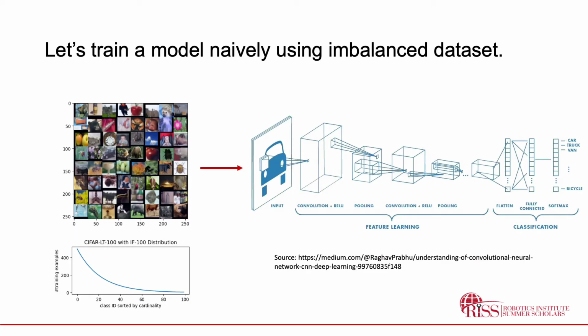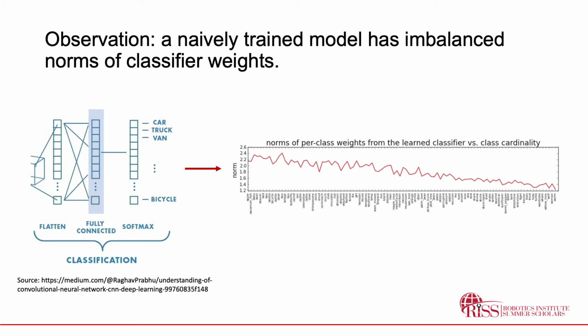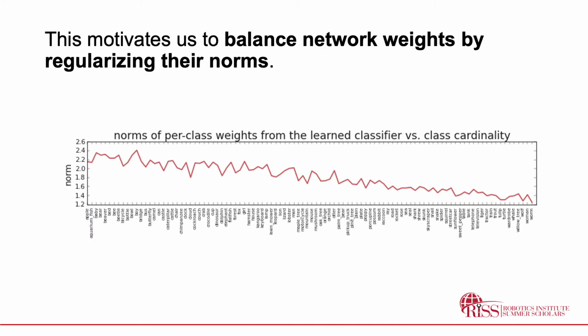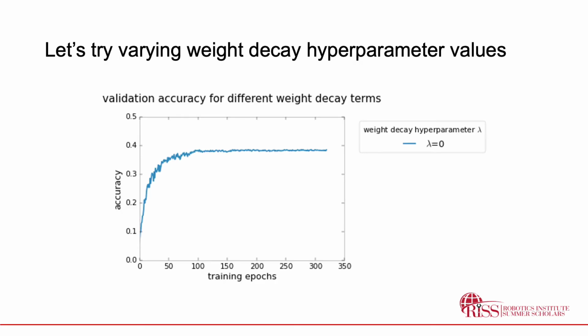For our work, we started by taking a deep learning model and training it naively on the imbalanced CIFAR-100 dataset. Then we focused on the classification layer, which is the last layer of the network. We noted that the norms of the classifier weights are skewed towards common classes, as shown in the plot. This motivates us to balance the network weights by regularizing their norms. Therefore, we started by using the common method, weight decay, which is also known as the L2 norm penalty.